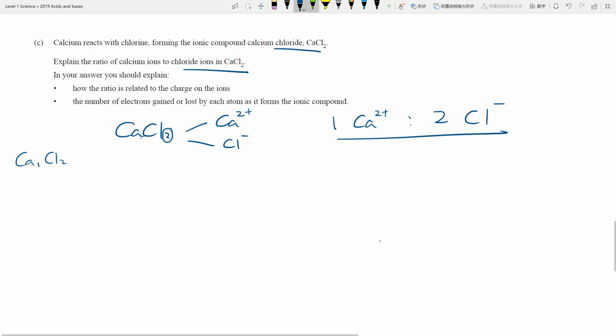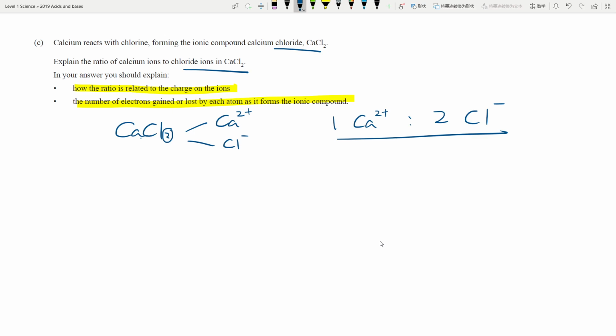Now, why is the ratio 1:2? They're asking you to do that, so you need to talk about how the ratio is related to the charge and then relate to the electrons gained or lost. So these two bullet points are a merit each, and if you get both merit bullet points, then you get the excellence. So this is the first thing that people talk about.